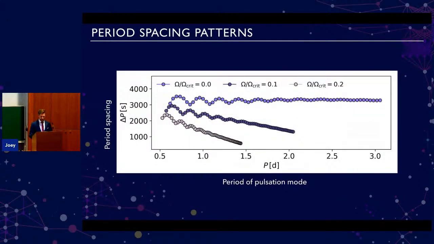And secondly, what we can do with these period spacing patterns is also measure the rotation rate of a star. As a star rotates, these modes are Doppler shifted, and this induces a tilt inside of the period spacing pattern. The slope of this tilt is related to the rotation rate. A higher rotation rate means you have a much steeper slope.